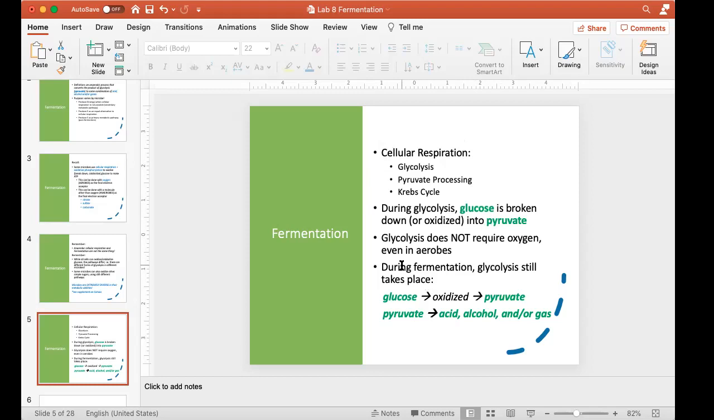And during fermentation, this still happens. Glucose becomes pyruvate. It's just that during fermentation, that pyruvate, rather than going into pyruvate processing, like it would in cellular respiration, it's sent down another pathway, a fermentation pathway. And it's converted into some combination of an acid, an alcohol, and or a gas.